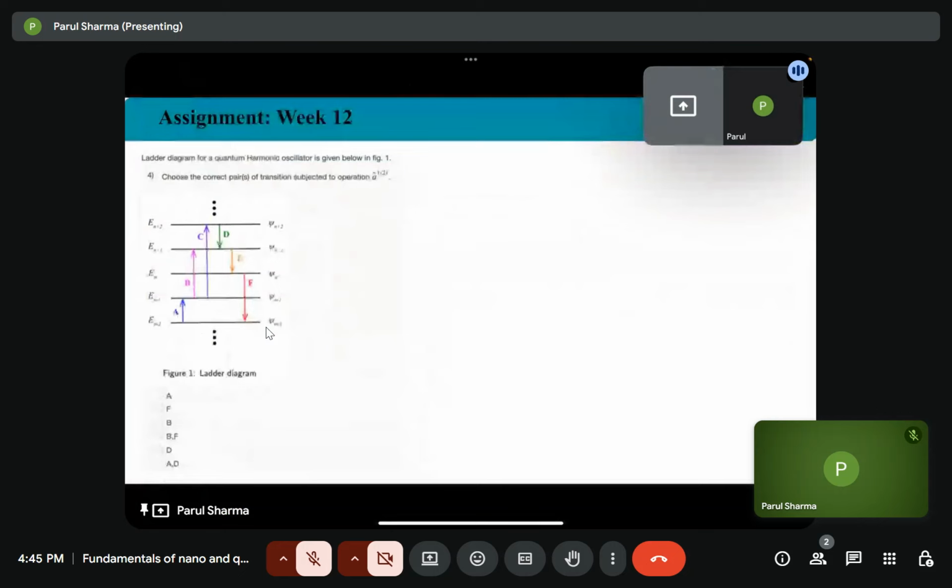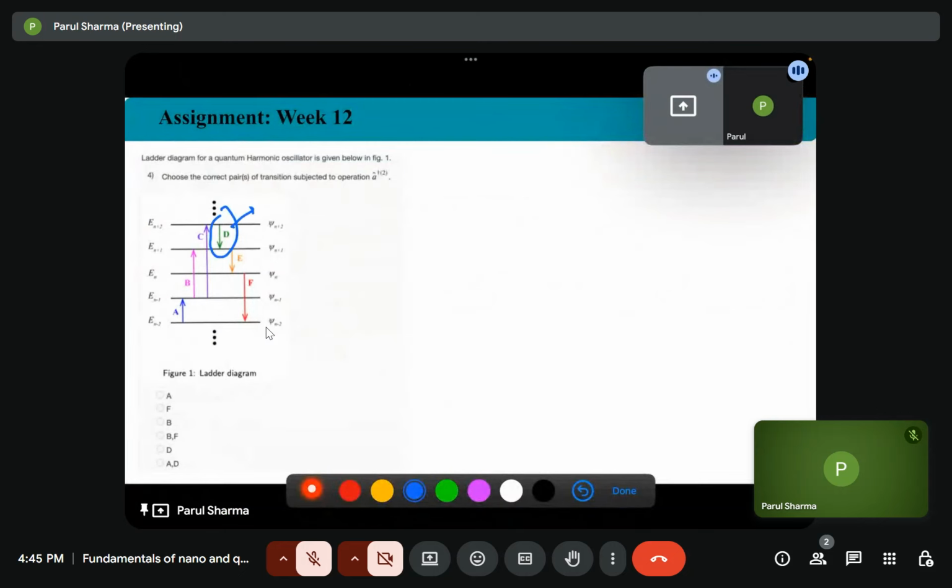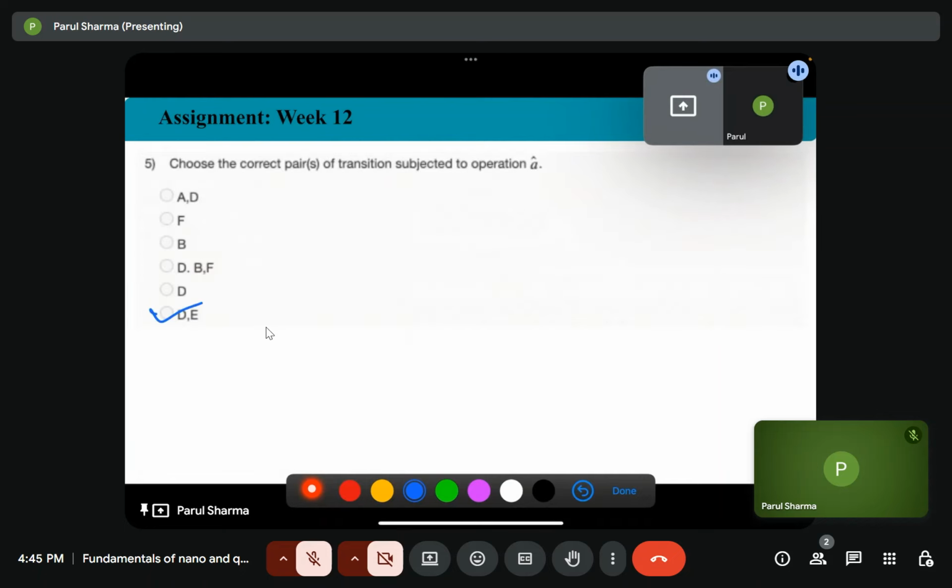So in D, there is step by one, E also, but F is a decreasing of the state by two steps. So D and E are the correct option.